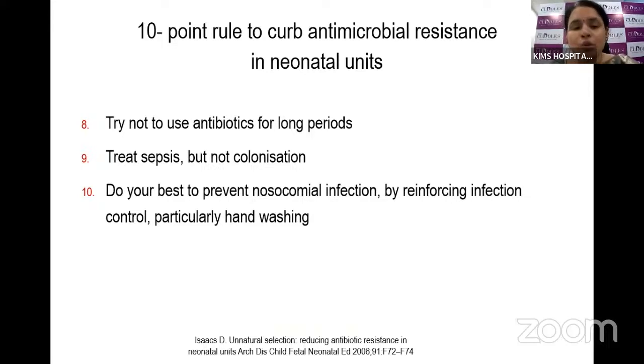Hence, the role of sending routine surveillance cultures from the skin or umbilical swab or from the eye may not yield much value. Use endotracheal cultures or central line tip cultures very, very rationally, only if there is clinical evidence of an infection. Like you may consider sending endotracheal cultures in a newborn who is clinically having signs of suspected VAP. Tenth, do your best to prevent nosocomial infection by reinforcing infection control rather than investing in broad-spectrum antibiotics, particularly invest in hand washing.